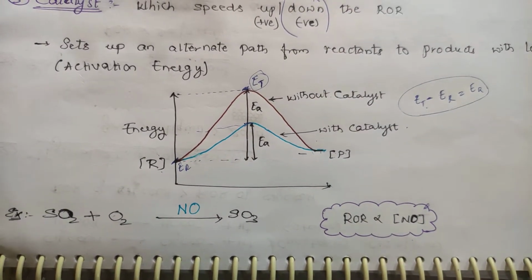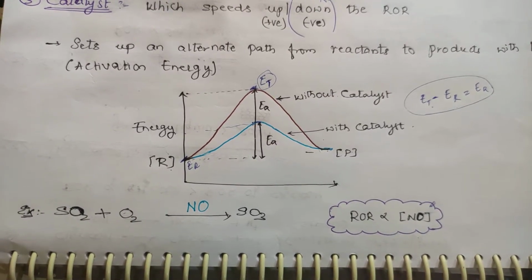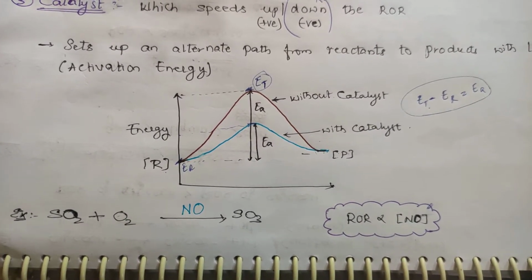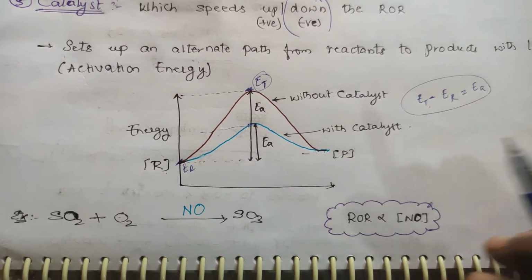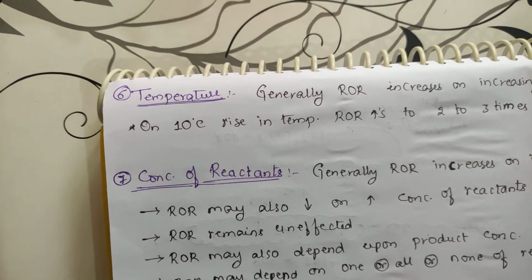It may depend upon the reactants, it may depend upon the products. That is, the rate of reaction may depend upon the reactants. It may depend upon the products, or it may depend upon the catalyst, but not upon the intermediates, whatever that are formed in the formation of the product.